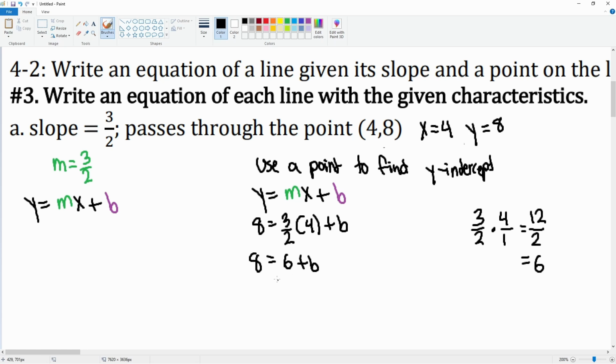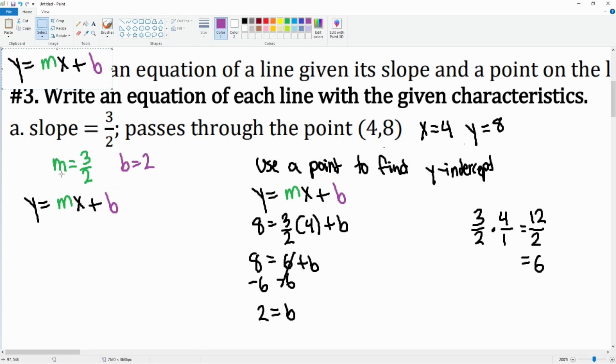How do you get b alone? You subtract 6 from both sides. This cancels. 8 minus 6, which is 2, is equal to b. So b is equal to 2. Now you just have to plug in your slope and the y-intercept in here. So y is equal to the slope of 3/2 and the y-intercept of 2. That is going to be your equation of y equaling 3/2x plus 2.